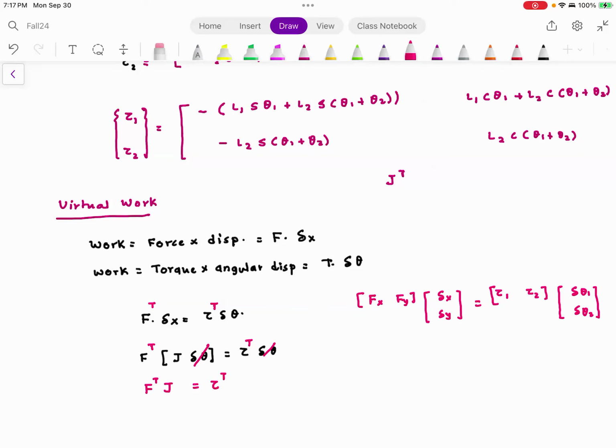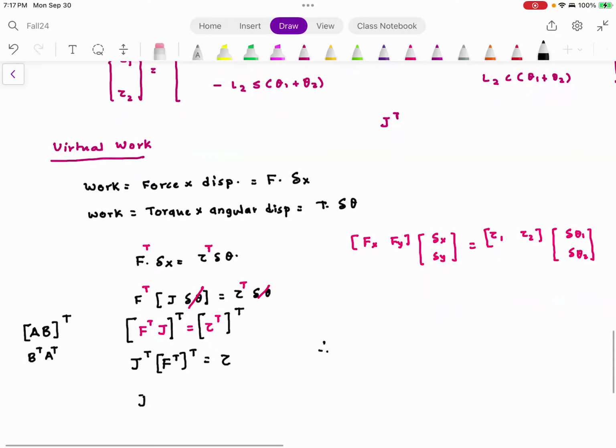Now I don't want tau transpose, I just want tau. So I'm going to take the transpose here and I'm going to take the transpose here. Using the matrix identity that AB transpose is equal to B transpose A transpose, this is going to become J transpose F transpose transpose, and the transpose of a transpose gives back the original, so this expression becomes J transpose F is equal to tau, and that is what we have. We'll stop here.